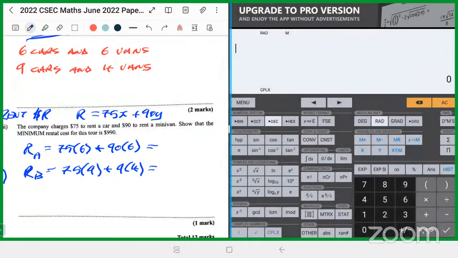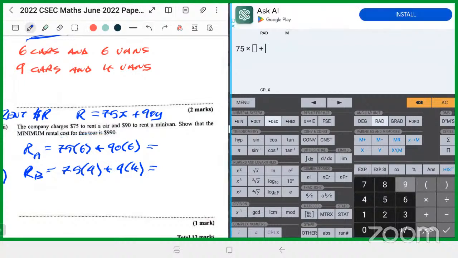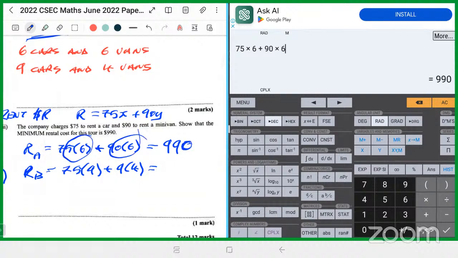All right, so the first one right here is 75 times 6 plus 90 times 6. Let's go again: 75 times 6 plus 90 times 6. This is 990. So you're spending $990 to carry 60 people if you rent 6 cars and 6 vans.